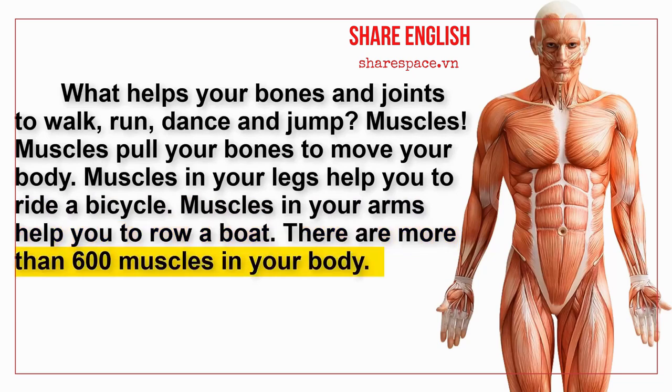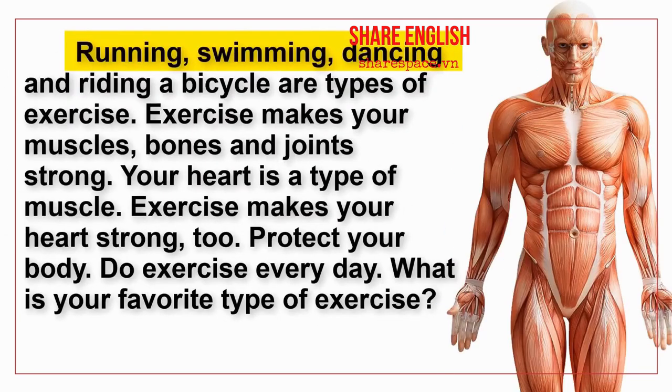There are more than 600 muscles in your body. Running, swimming, dancing, and riding a bicycle are types of exercise. Exercise makes your muscles, bones, and joints strong. Your heart is a type of muscle. Exercise makes your heart strong, too. Protect your body. Do exercise every day. What is your favorite type of exercise?